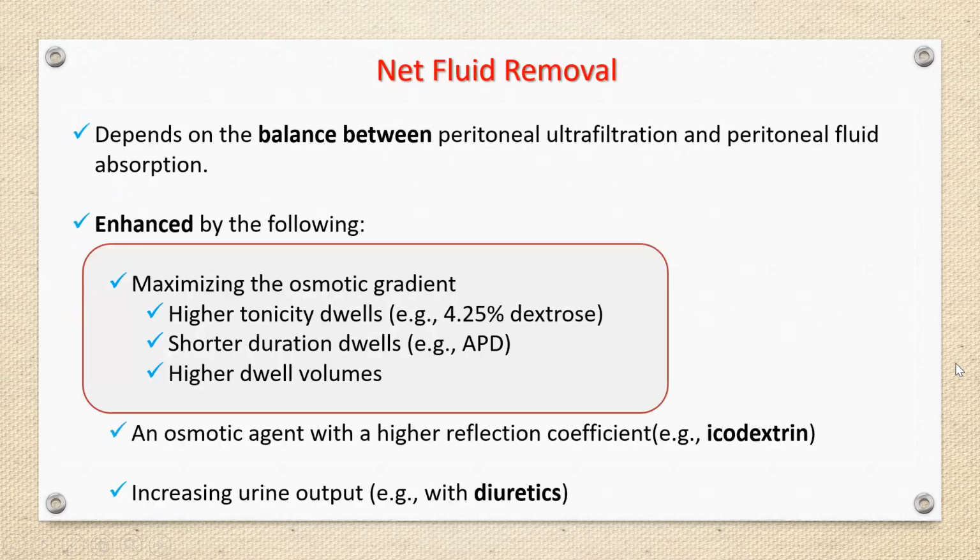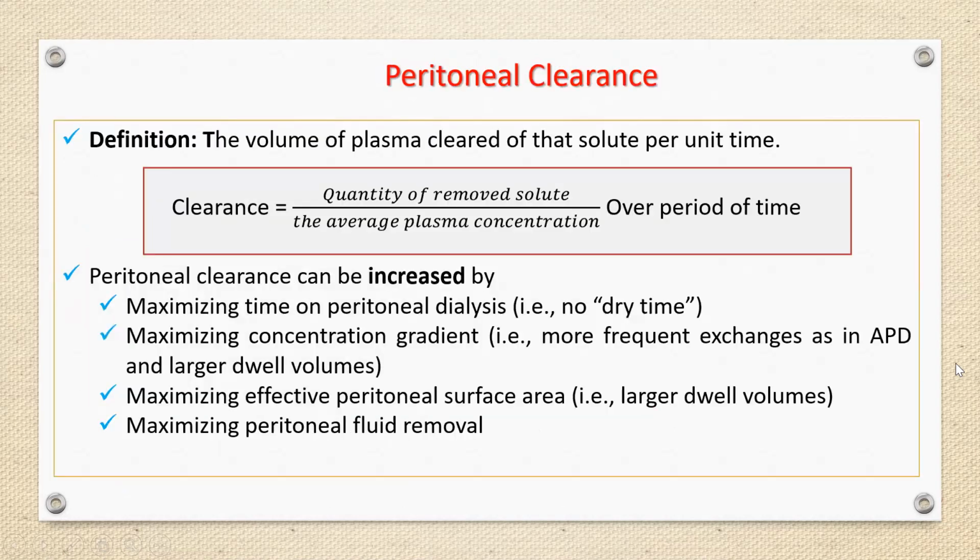Now we will see the net fluid removal. It depends on the balance between peritoneal ultrafiltration and peritoneal fluid absorption, and hence is improved by the following: maximizing the osmotic gradient, high tonicity dwell with 4.25% dextrose, short duration dwell like in APD, and higher dwell volumes. An osmotic agent with a higher reflection coefficient like icodextrin, and increasing urine output with diuretics.